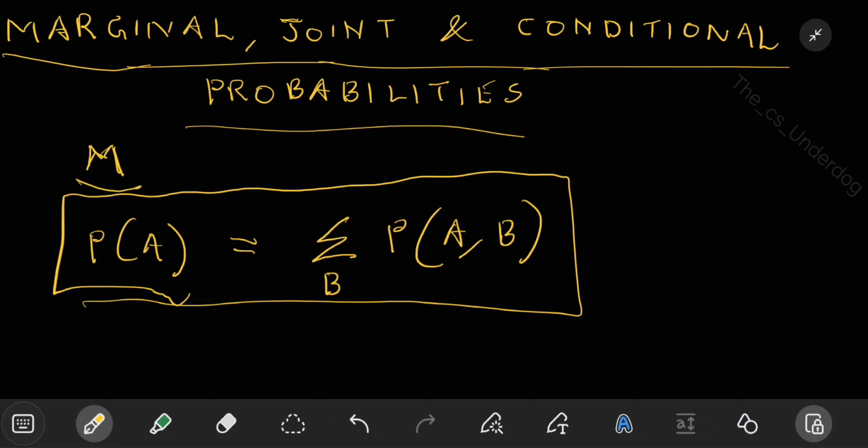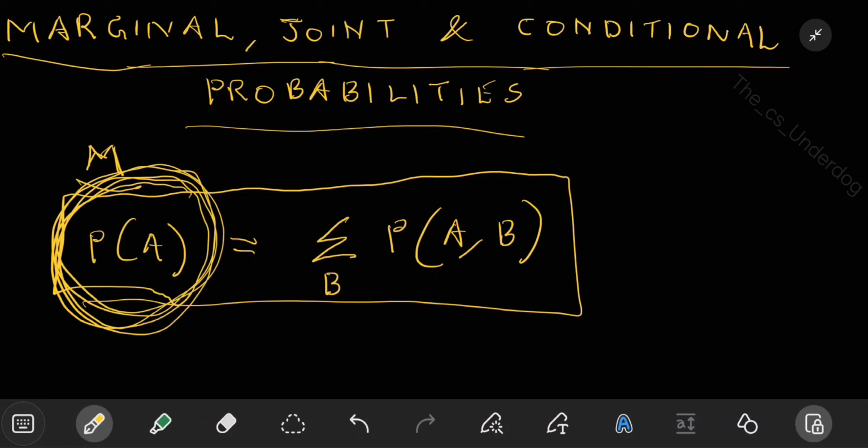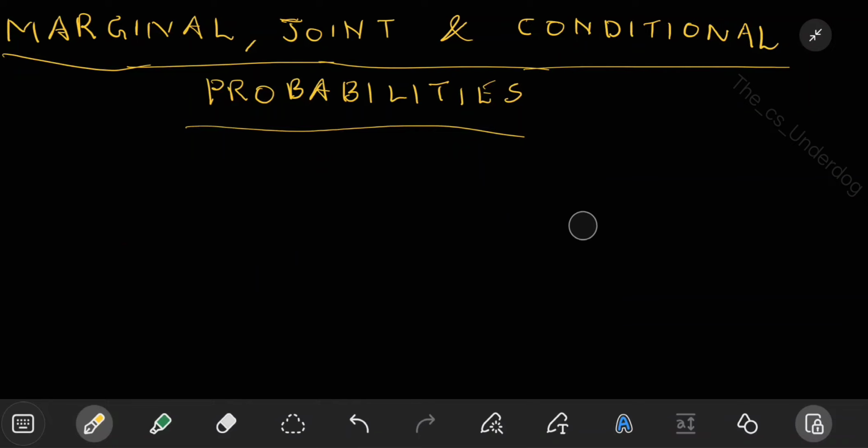That is marginal probability. So whenever you say marginal, you want to remember the probability of one particular event. If you are talking about event A, simply the probability of A, that is what you call marginal probability. What is joint probability?